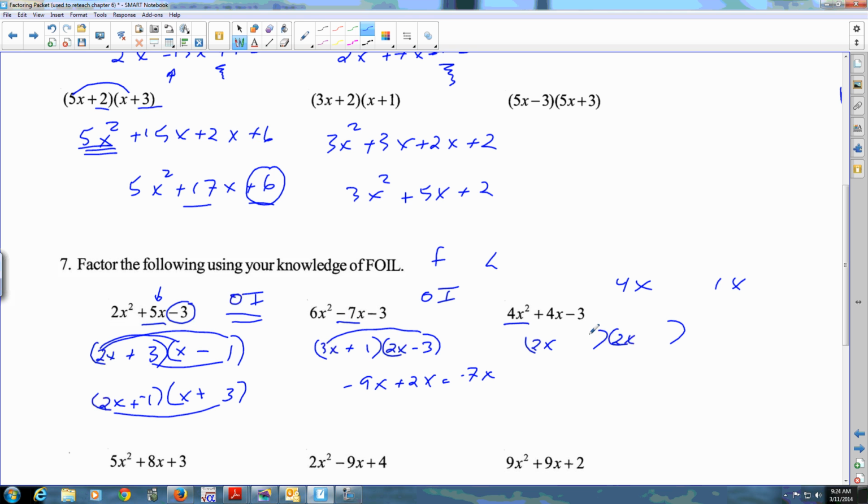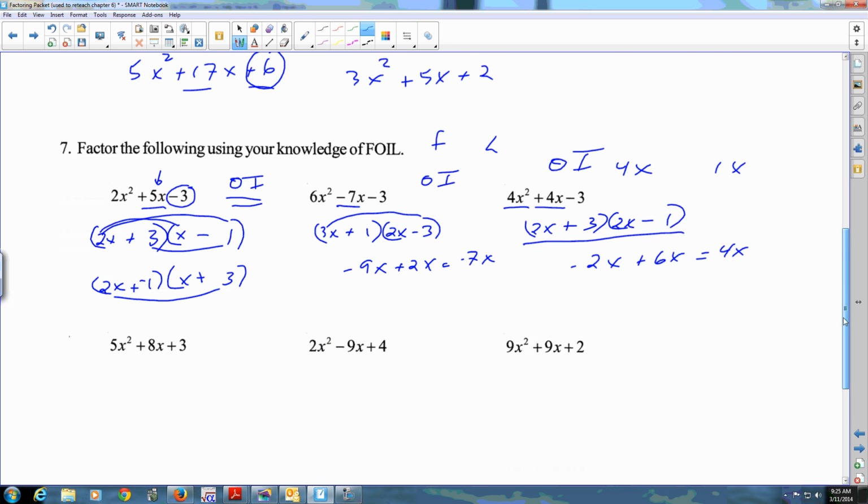Okay? I need a 3 and a 1 because it's negative. One's a plus, one's a minus. Now you check the O and the I because you know the F and the L are going to work. So let's try the outside. Minus 2x plus 6x gives me 4x. I guessed. I'm getting lucky. That's all there is to it. Okay? I guessed it and got it.